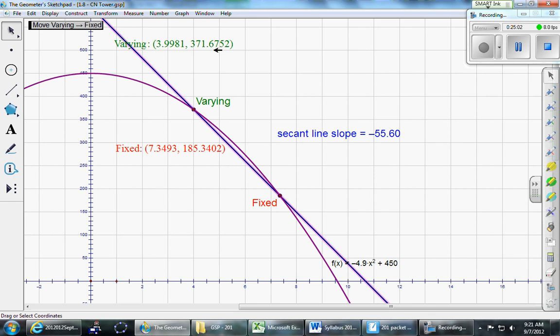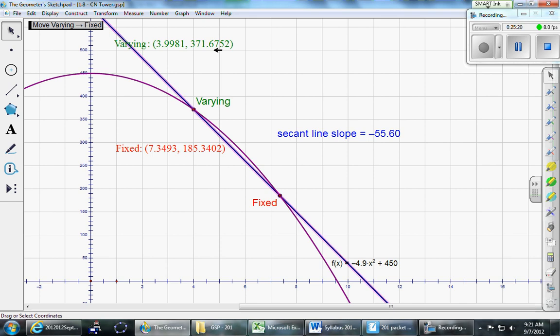But I'm trying to give you another connection here, one that we talked a little bit about with the zombies. What's that blue line called? It's a secant line. And the velocity that we're interested in is the slope of that secant line. Did we get negative 55? That wasn't right, was it?